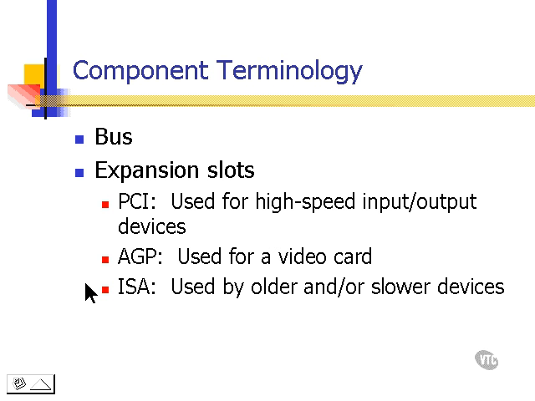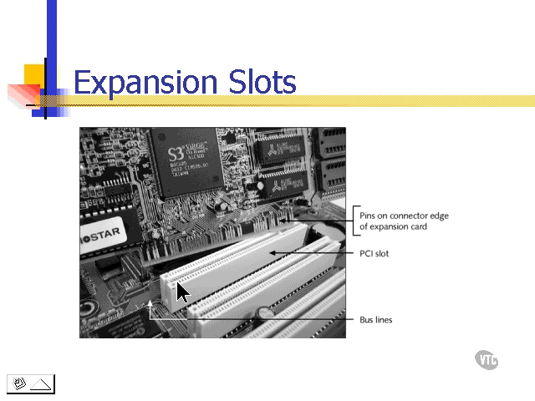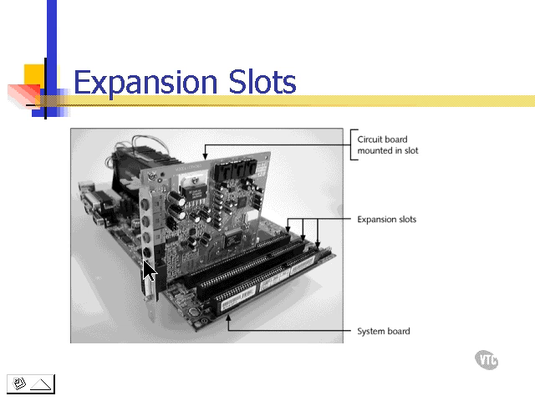We can follow the logical path through the computer by looking at the bus lines on the bottom of a motherboard, starting underneath where the processor is installed. We can follow the bus lines through the motherboard to the expansion slots to see how everything is connected. Expansion slots allow the computer to be expanded with devices, for example, a sound card. This is a picture of a sound card installed in an expansion slot.